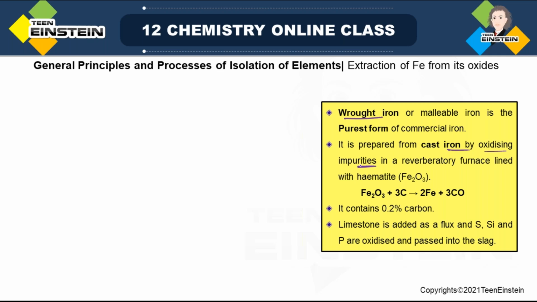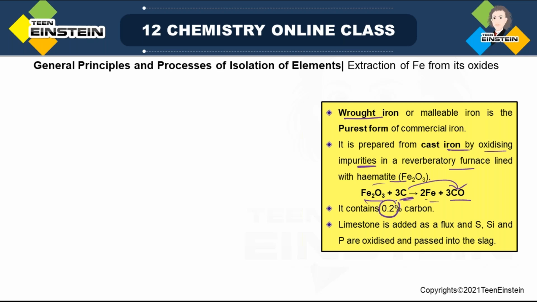That means the impurities present in cast iron are oxidized in a reverberatory furnace lined with hematite, and here this reaction is occurring. The remaining carbon impurity is reacting with the hematite, and this carbon is converted to CO. That is, carbon is the impurity, and we are removing it by converting it to oxide, and Fe2O3 is converted to iron.